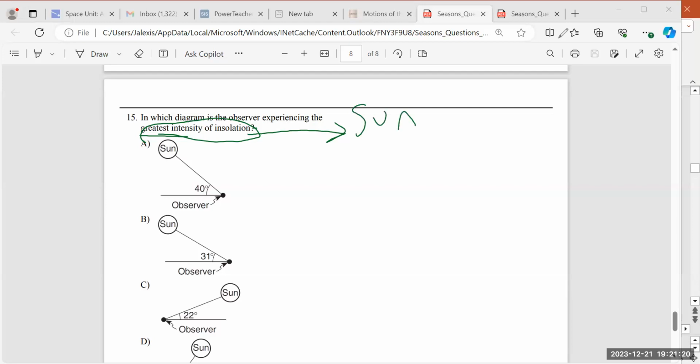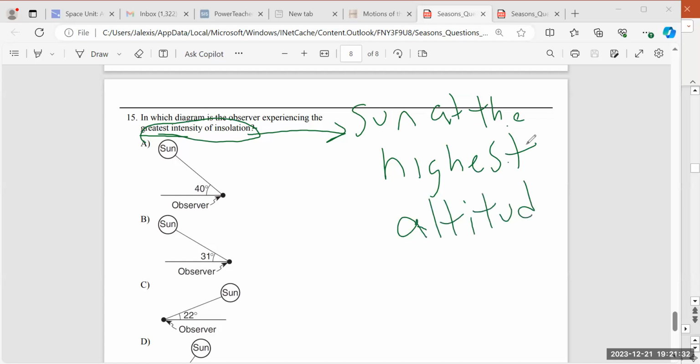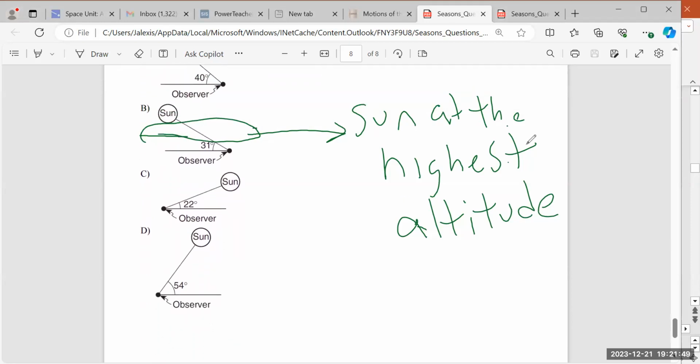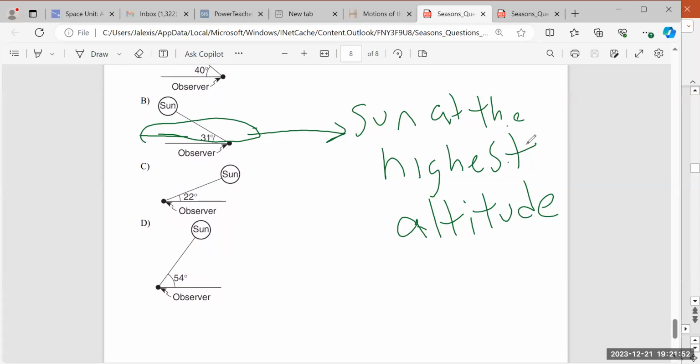When the sun is at the highest altitude. When the sun is at the highest altitude, that's when we get the greatest intensity of insolation. So, which one of these choices has the sun at the highest altitude? When you look at all four, which one has the highest angle? The one that has the highest angle is choice D. All right? This makes sense? Good stuff. All right. So, therefore, that's all the questions.